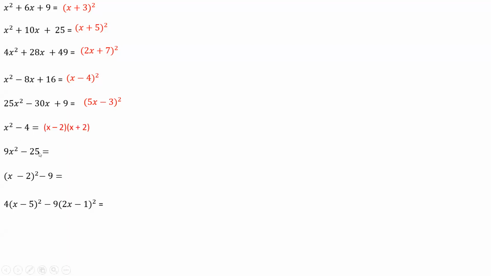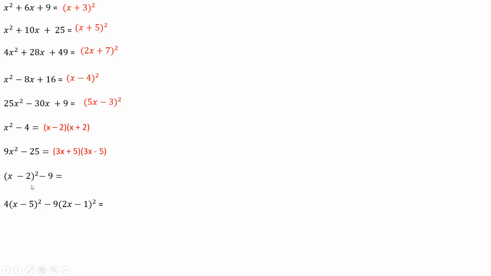9x squared minus 25. a squared is 9x squared, its root is 3x. b squared is 25, its root is 5. So I write a minus b into a plus b. So 3x minus 5 into 3x plus 5, or 3x plus 5 into 3x minus 5.